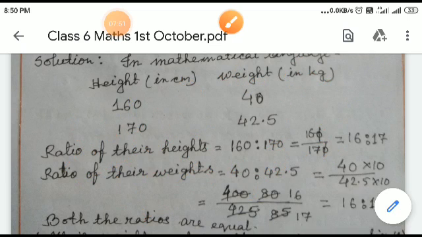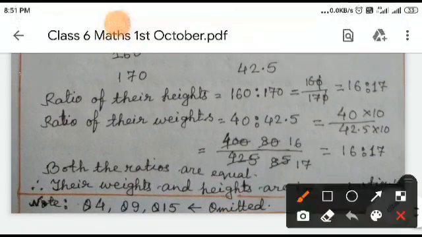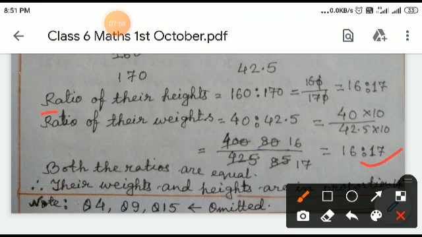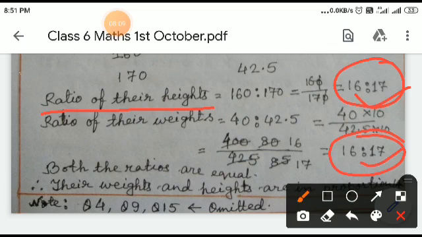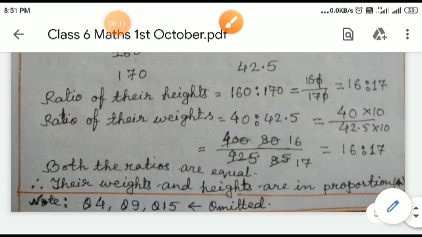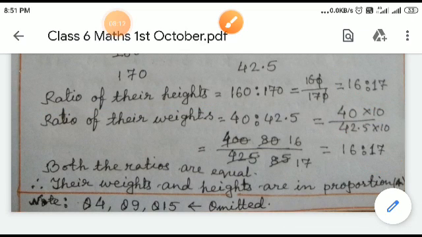So we have got the ratio of their weights as 16 is to 17, and earlier we got the ratio of their heights equal to 16 is to 17. Both the ratios are same, 16 is to 17 the ratio of their heights, also 16 is to 17 the ratio of their weights. So both the ratios are equal, therefore their weights and heights are in proportion.